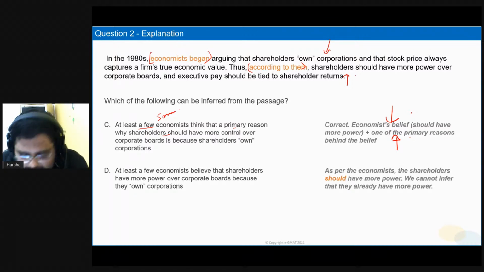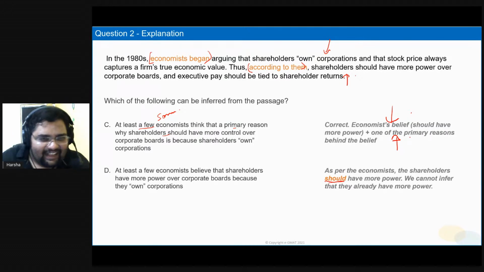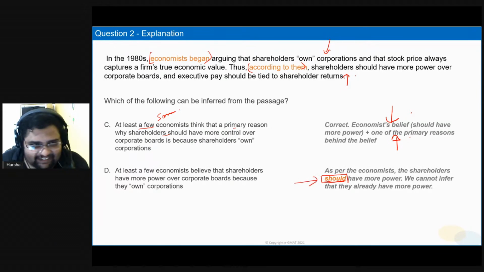Option D, I'm happy to see a lot of you did not choose it because this has the same logic as the first question. If you made this mistake in the first question, after the discussion that we had, you should not have fallen for this. It's the very same reason. What the passage says is should have. What option D says is they have. It's the same logic as the incorrect option in question one.